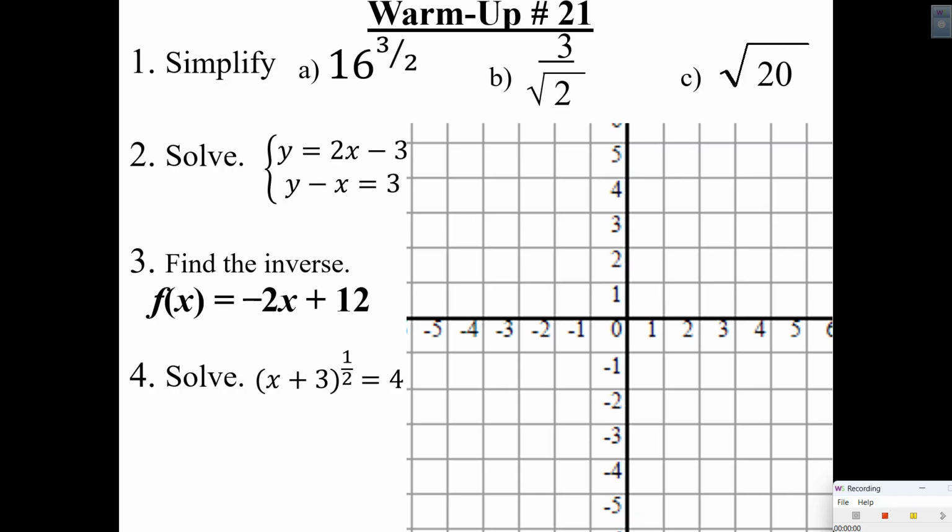Let's get started, please. Yeah, there's a pass right there. Hurry back, please.